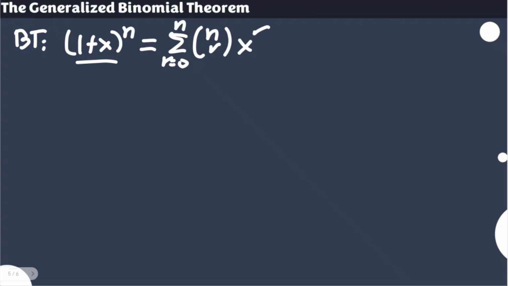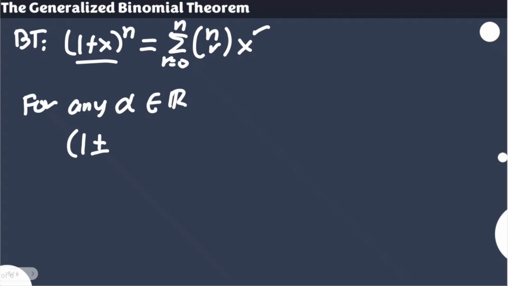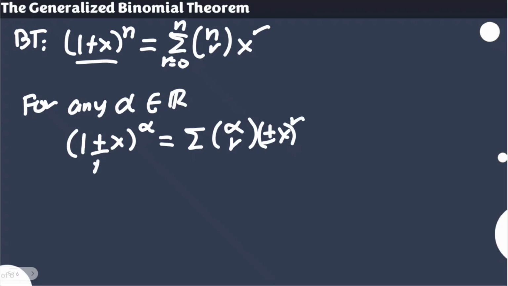Now, the generalized binomial theorem tells us that for any alpha, an element of the real numbers, so we can also expect negative values, we have the generalized form: 1 plus or minus x, raised to the alpha, is equal to the summation of alpha taken r, times plus or minus x to the power of r, depending on the operation separating the terms, where r goes from 0 to positive infinity. This is the generalized binomial theorem or generalized binomial expansion, where we now accept any real numbers.